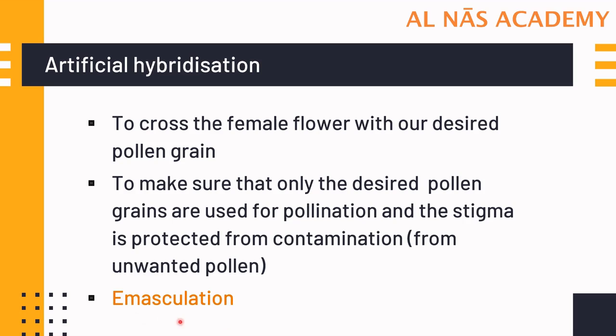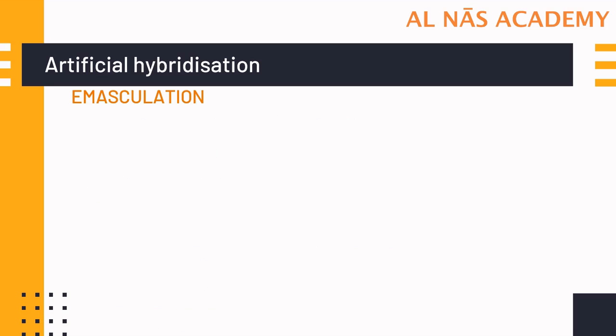First, we are going to study about emasculation. So, the first step was selection of plants. Once the plants are selected, the next step will be emasculation. Now, let us understand emasculation.